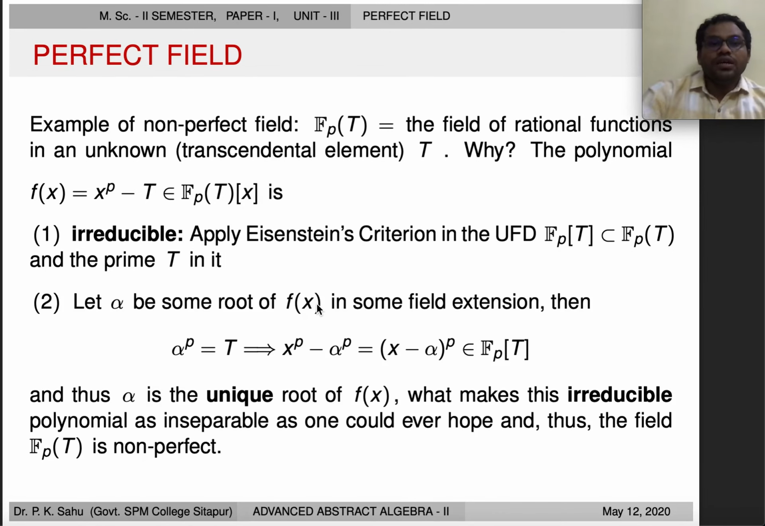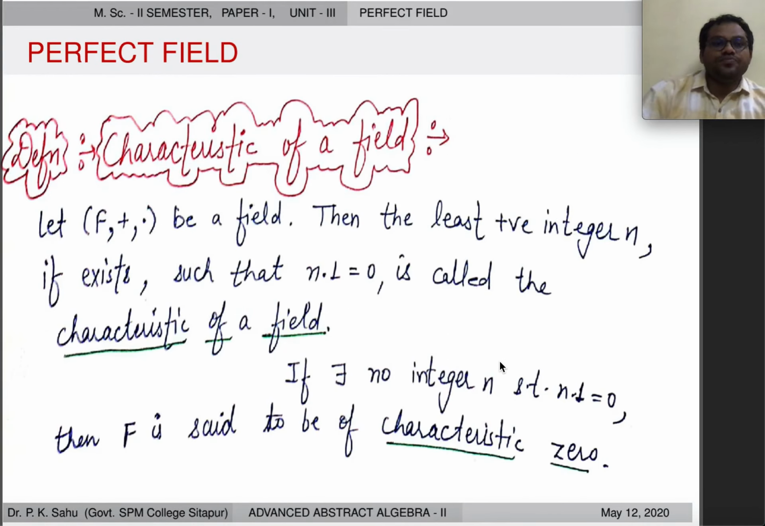Now alpha to the power p is equal to t, and what we have is x to the power p minus t, then we will have (x minus alpha) to the power p. So we have multiple roots, so it is not a perfect field.